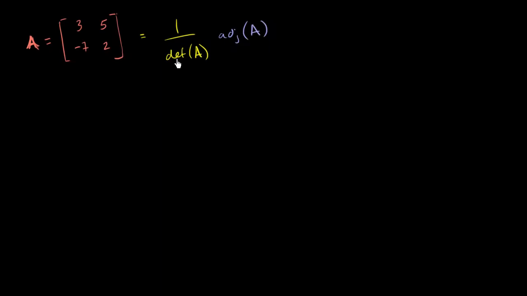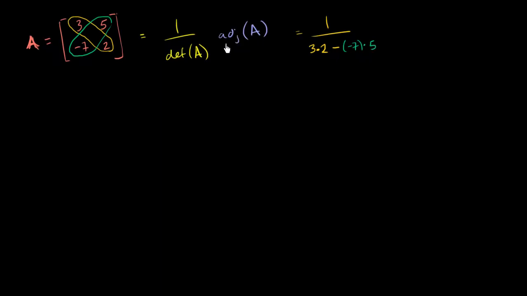So first, let's think about what the determinant of this matrix is. Well, we've seen this before. We just look along the two diagonals. It's 3 times 2 minus negative 7 times 5. So this is going to be equal to 1 over 3 times 2 minus negative 7 times 5.